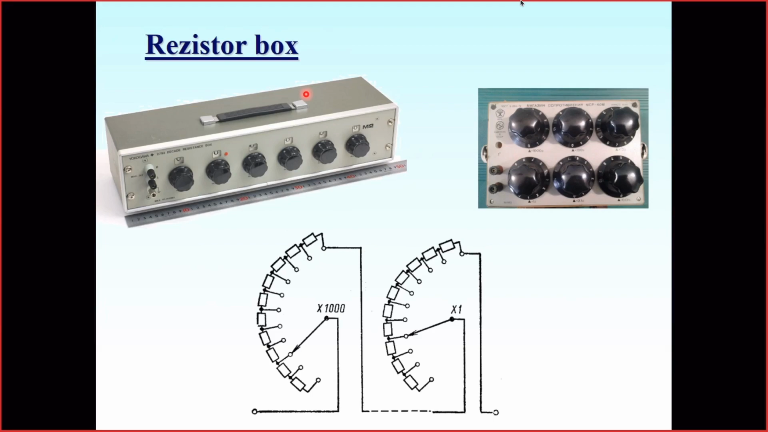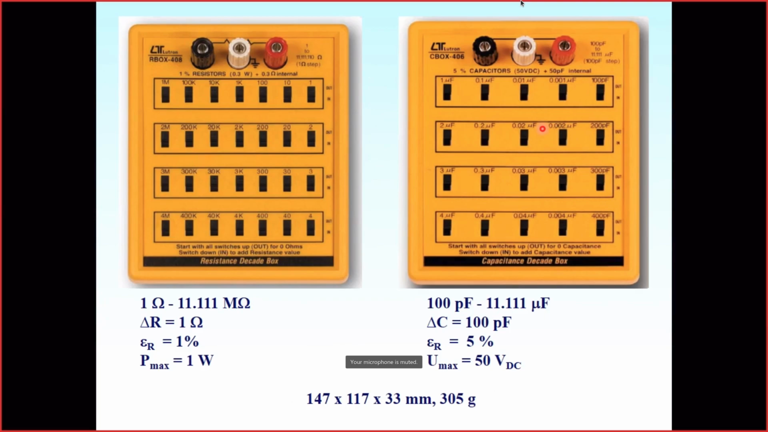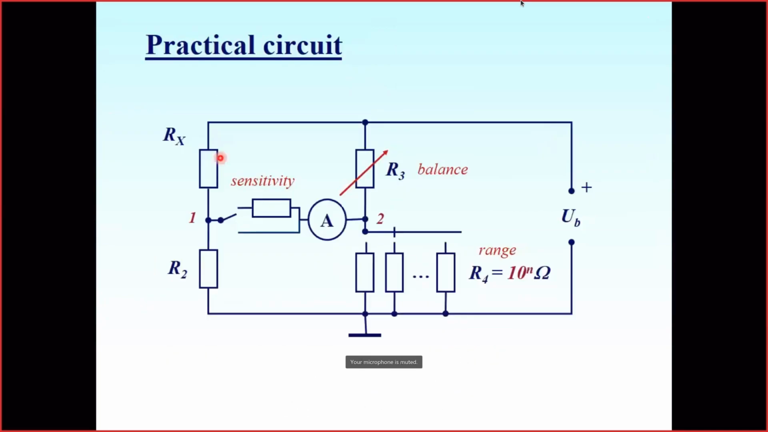For example, this box that we have in our lab. It's quite old, and it's limited in its resistance. It's limited, if I remember correctly, up to 10 kilo ohms. It goes from 0 up to 10 kilo ohms as a maximum. So if we're going to measure a resistance bigger than 10 kilo ohms, it will not be enough to have this kind of box.